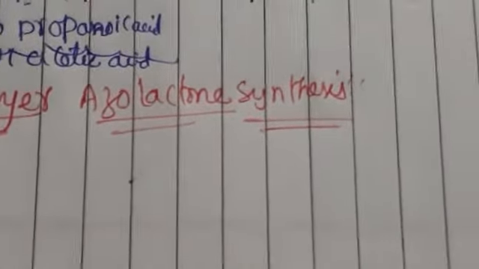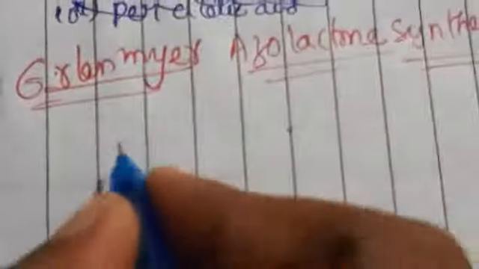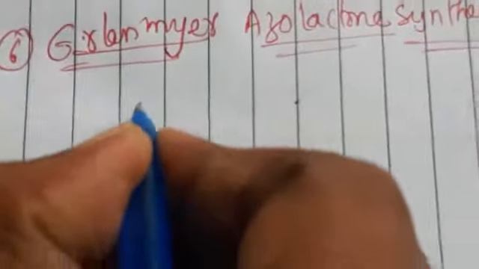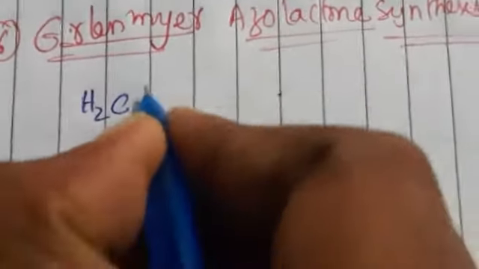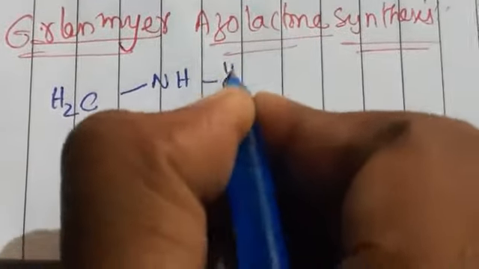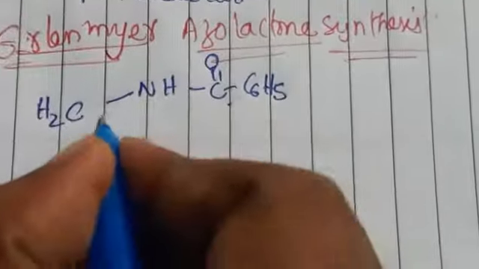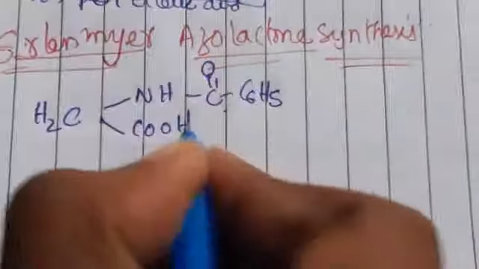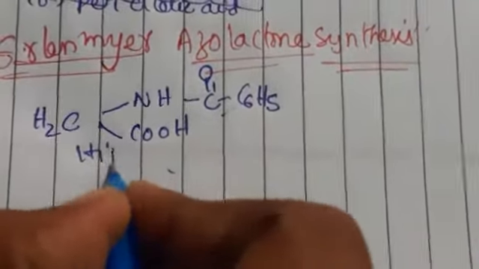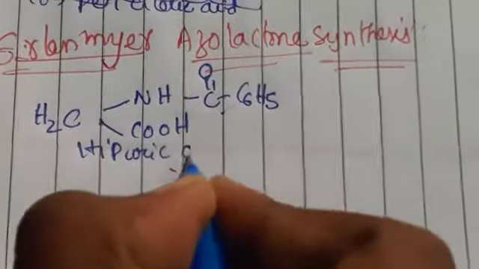Okay. So coming to here, first we are taking hippuric acid. So hippuric acid means what? Means here CH2 NH C double bond O C6H5 and COOH. So this one we will be calling as hippuric acid.